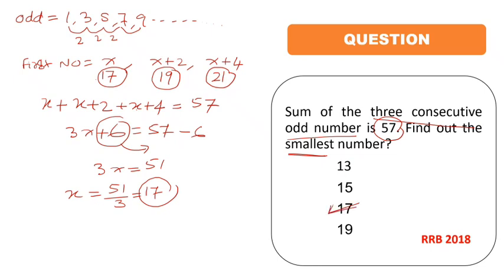Understand this concept very clearly. Sometimes questions are asked about odd numbers, sometimes about even numbers. So even if it is an even number, we will write x, x plus 2, x plus 4 only, because the gap between two odd numbers, or the difference between two even numbers, is always 2. So there is a gap of 2. Kindly note it. Let us go to the next question.